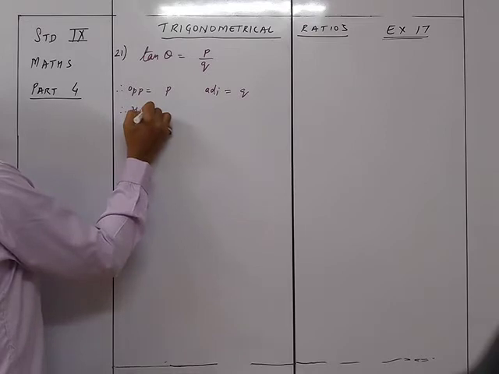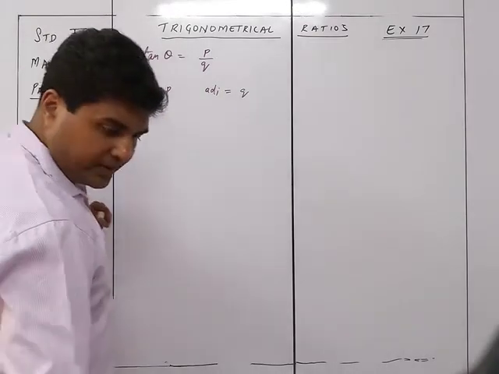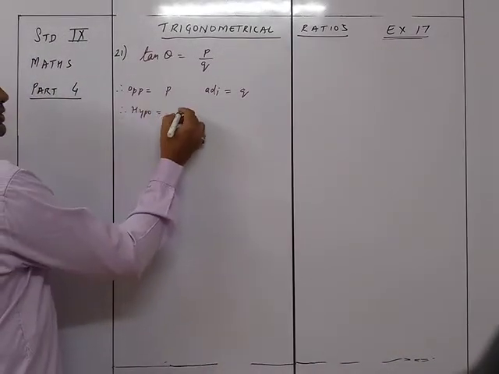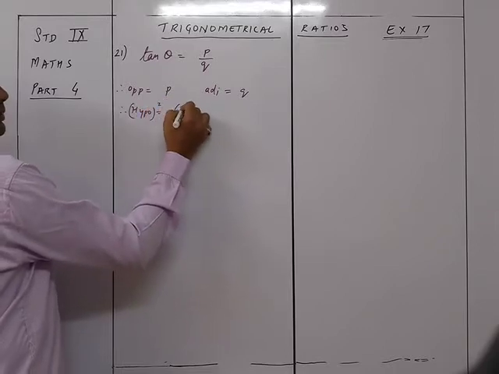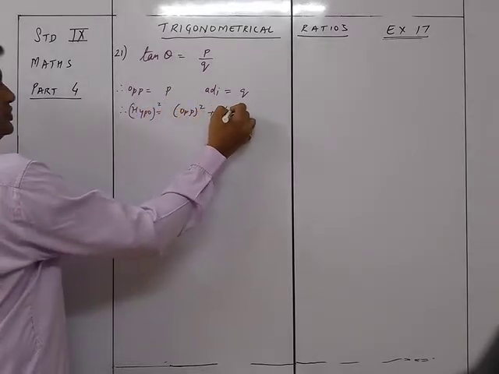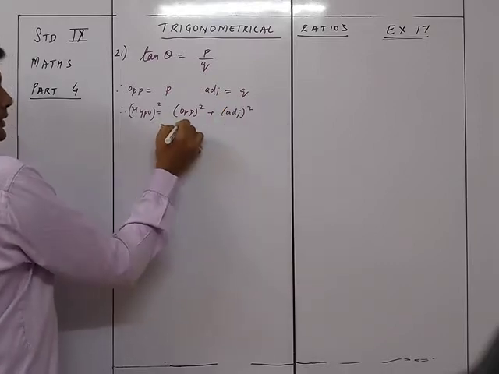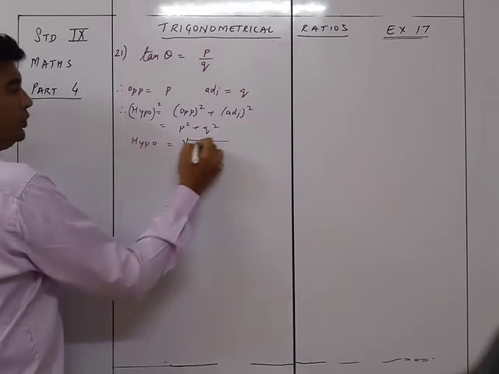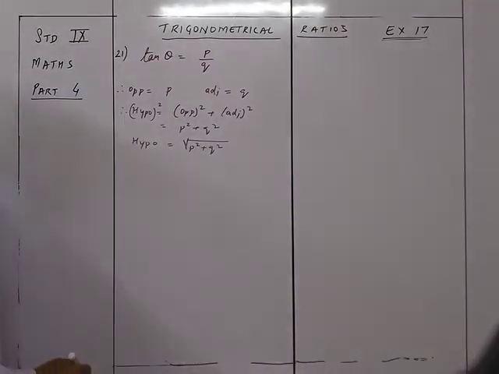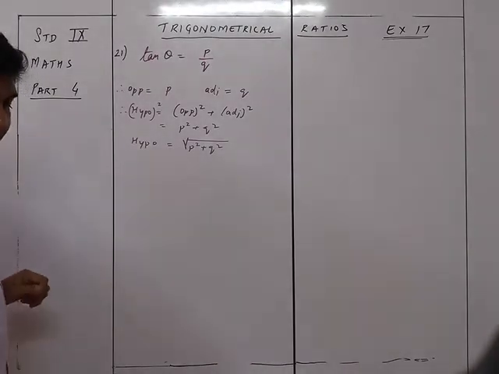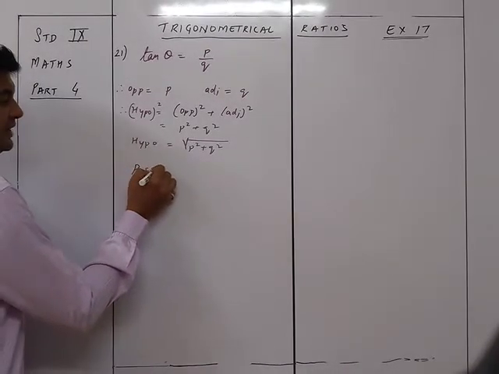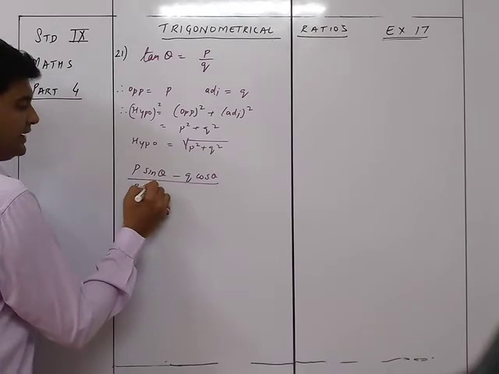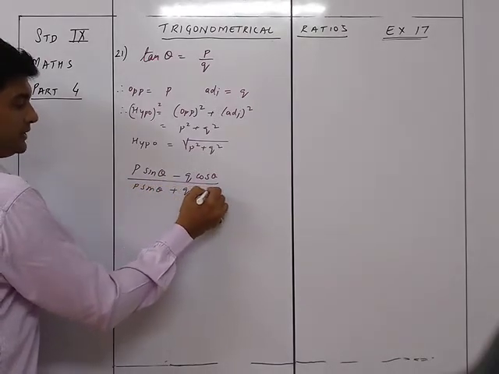Therefore, hypotenuse is equal to opposite square plus adjacent square, which is P square plus Q square. So hypotenuse is equal to root of P square plus Q square, right? Now we need to find out the value of P sine theta minus Q cos theta upon P sine theta plus Q cos theta.